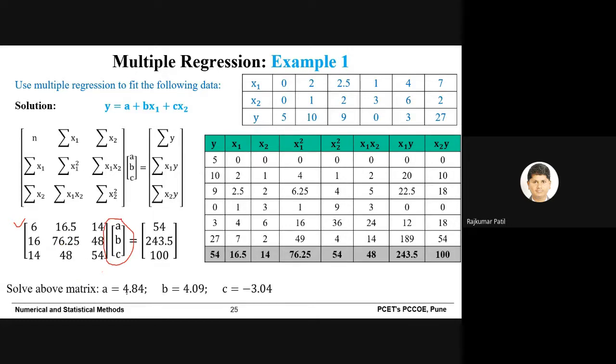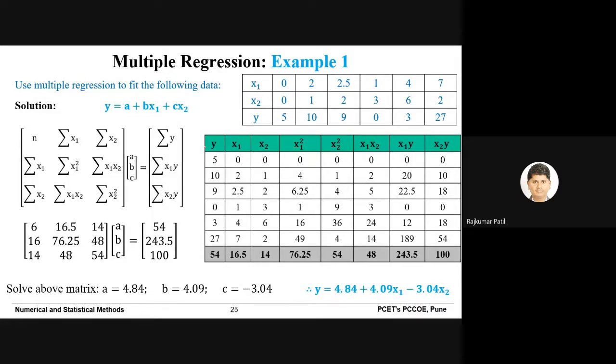So upon simplification, you will get the value of A as 4.85, B as 4.09 and C as minus 3.04. Once you get these values, you can put those values in the equation of y, and when you put them, you will get y is equal to 4.84 plus 4.09 x1 minus 3.04 x2. So this is how we solve the problem and prepare the required equation.